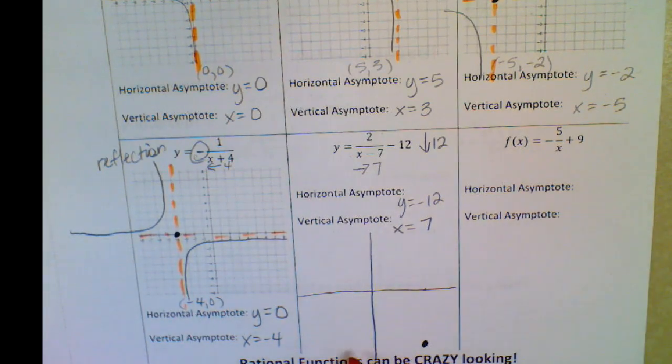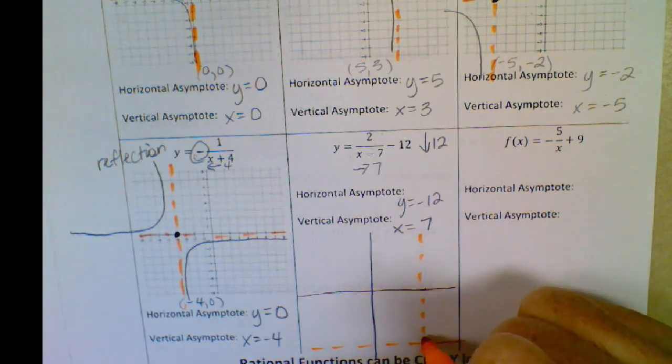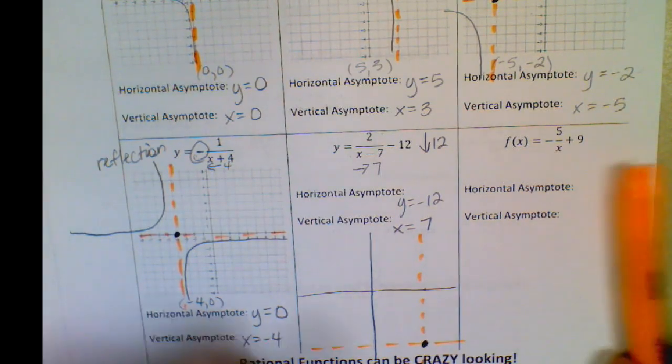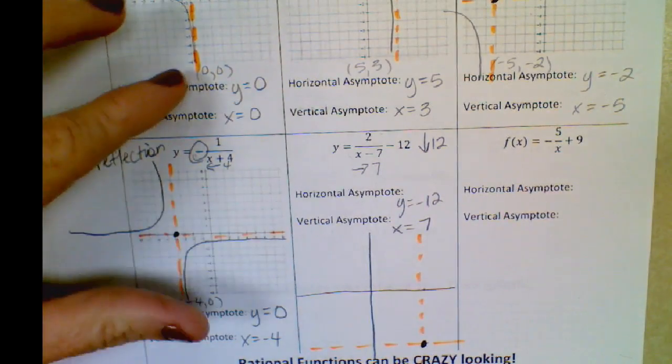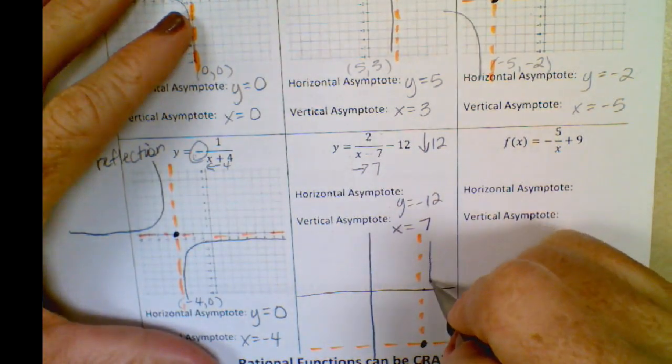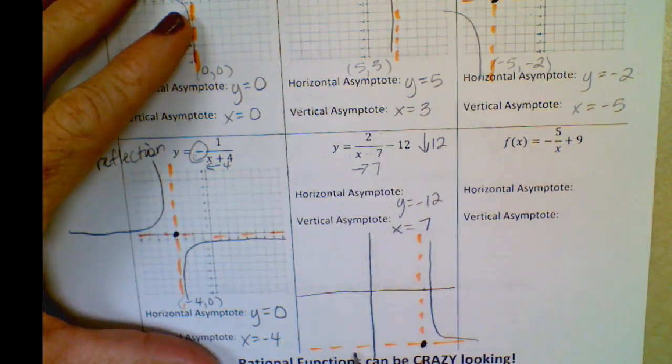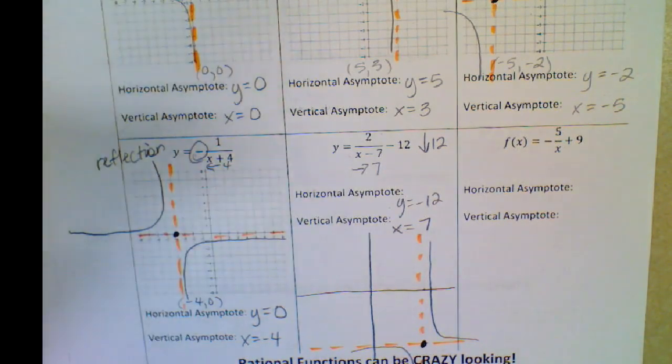And then I can go ahead and sketch my asymptotes in. I don't have any reflection going on. There's no negative up here. So it's going to look just the same. It's going to sketch something like that. Okay.